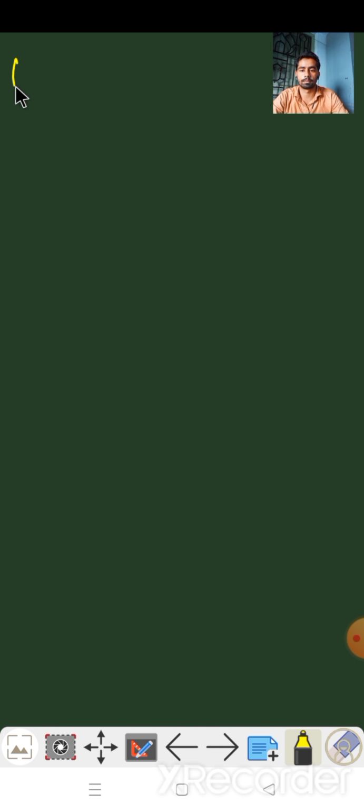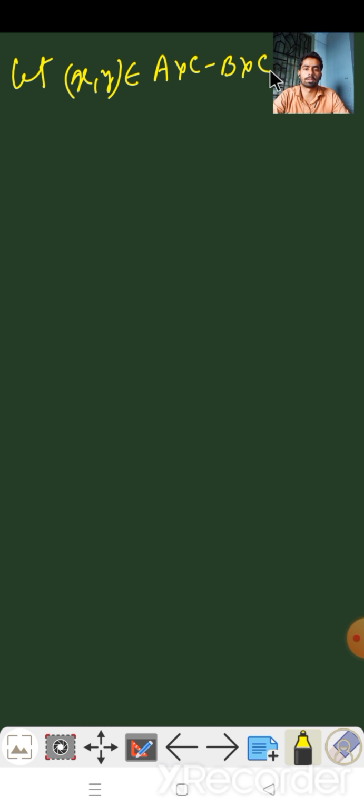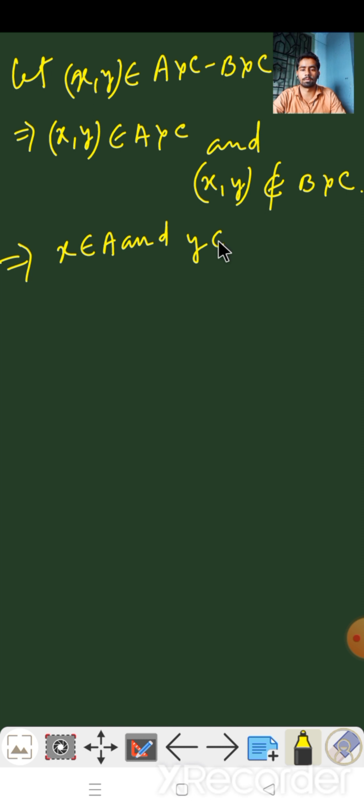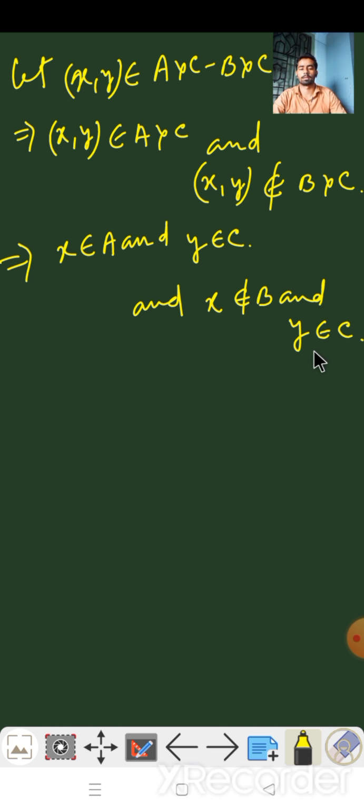Now let another element (x, y) belong to (A cross C) difference (B cross C), which implies the ordered pair (x, y) belongs to A cross C and the ordered pair (x, y) does not belong to B cross C, which implies x belongs to A and y belongs to C, and x does not belong to B and y belongs to C.